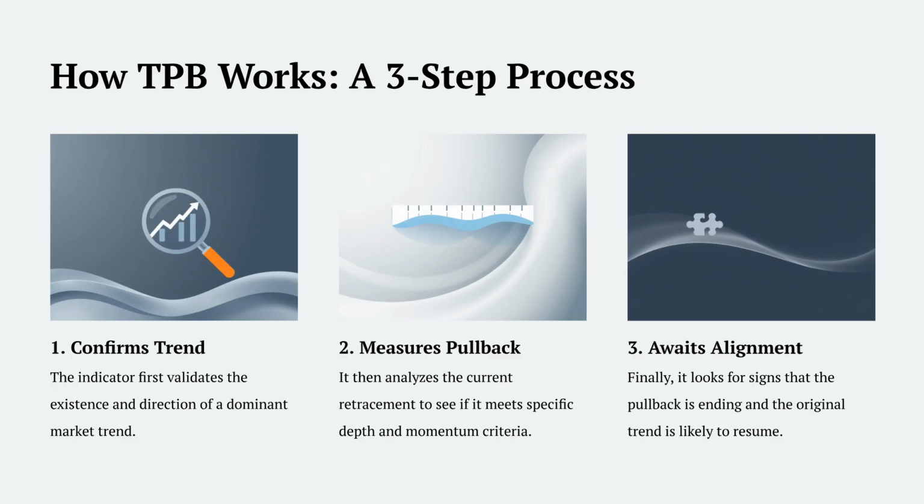First, it confirms the existence and direction of a dominant market trend. Second, it measures the pullback against specific depth and momentum criteria. Finally, it awaits alignment, looking for signs that the pullback is ending and the original trend is resuming.